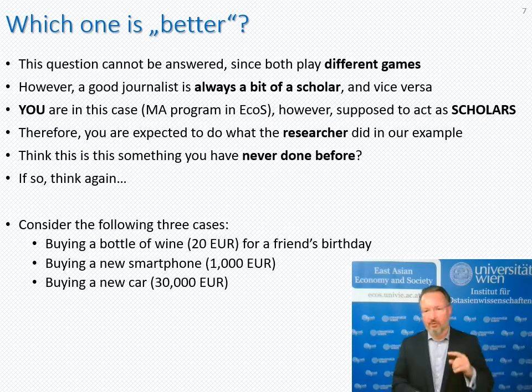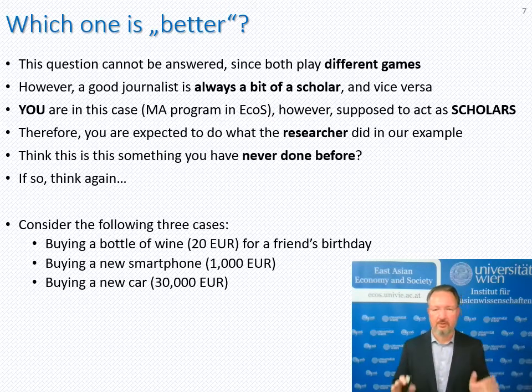The thing is, for you, the answer to which one is better is pretty simple, because you are a student in the EcoS master program. You are supposed to write a term paper and a master's thesis. So for you, in this particular case, you have to be scholars. Don't be journalists. It's not wrong to be a journalist. It's just wrong to be a journalist when you write an EcoS term paper or master's thesis. That's not what I want you to do. Therefore, you are expected to do what a researcher does in our example here.